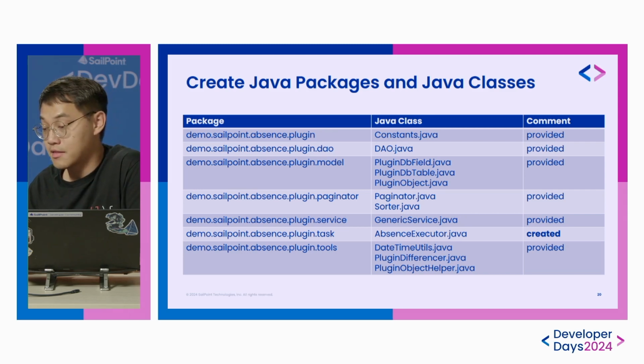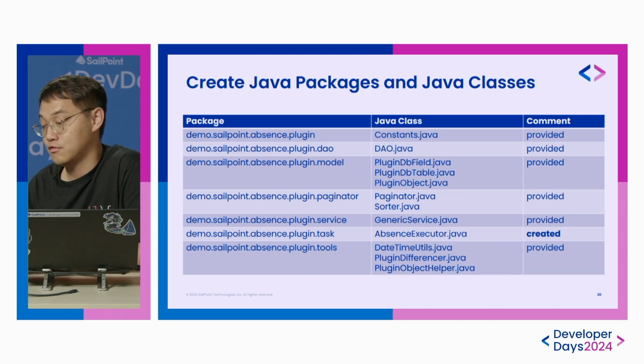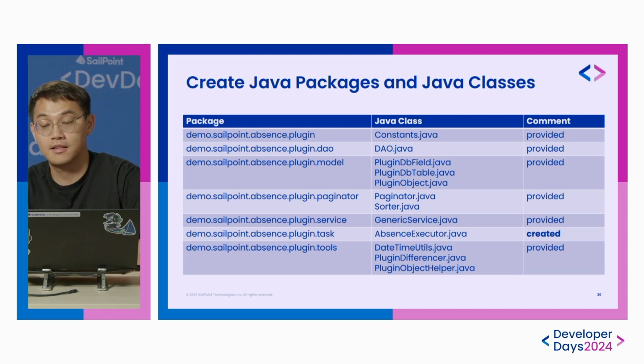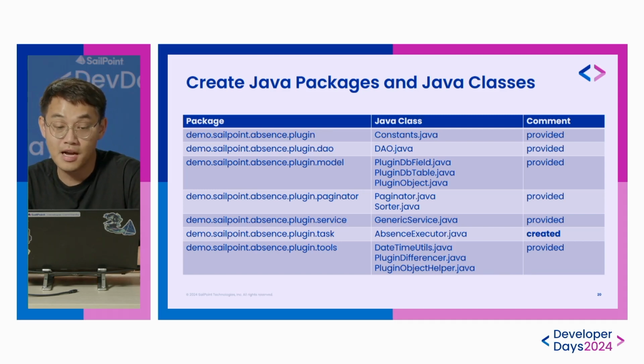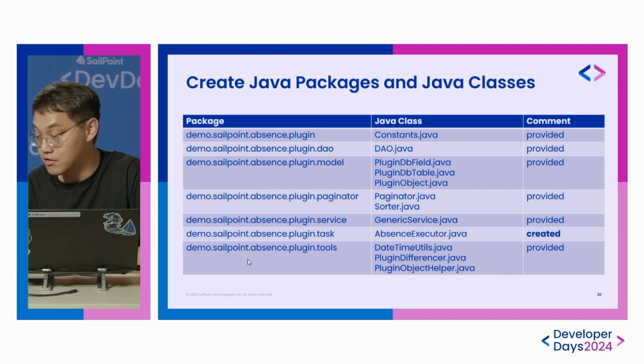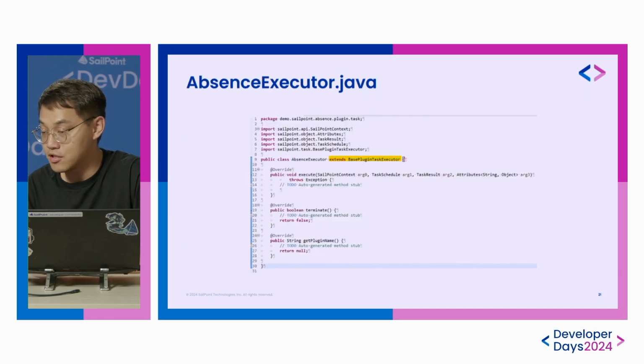We notice that under the model package, there are two classes: PluginDBField and PluginDBTable. Those are the annotation interfaces, which help the DAL class to map the persisted object to its database table. We also have a paginator and sorter. Those are for pagination. Okay, so this is just the next slide.